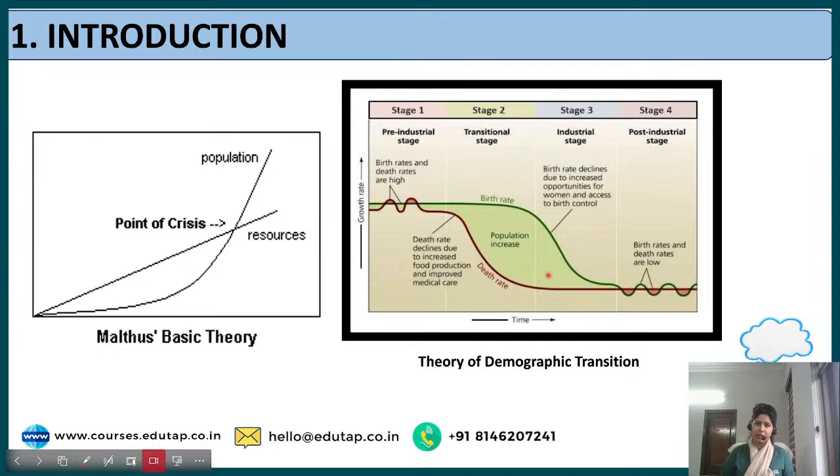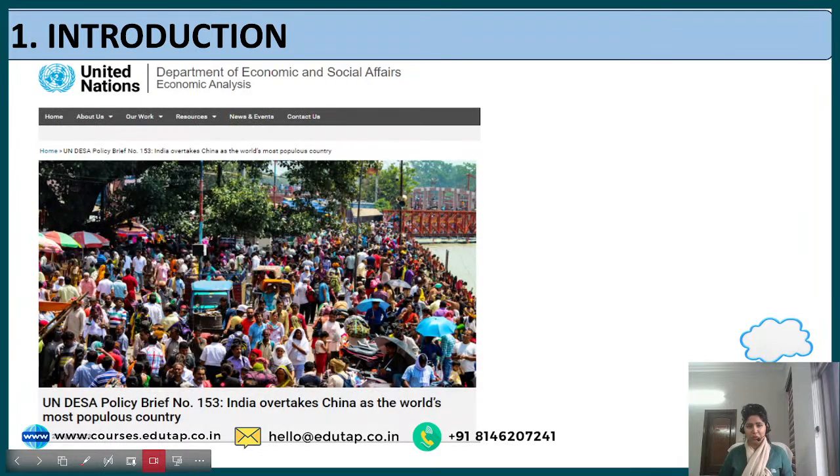And in the previous year, that is in 2023, UN DESA, or Department of Economic and Social Affairs of United Nations, said that India overtakes China as the world's most populous country. Now, you will get this PDF tomorrow on our Telegram channel.